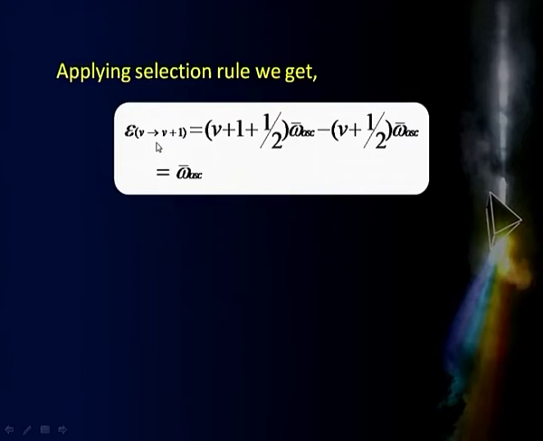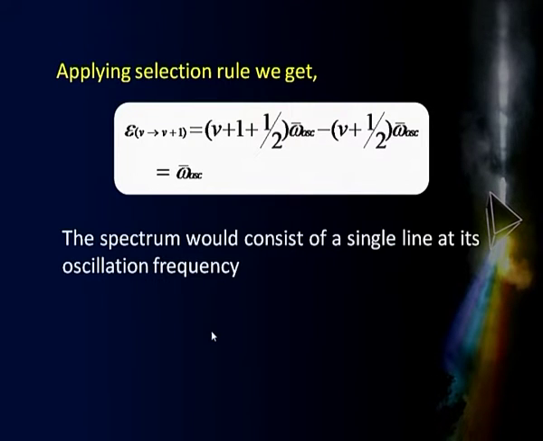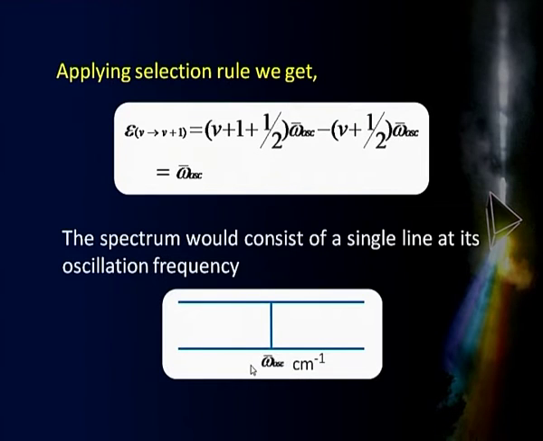What this means in terms of the selection rule is the transitions which will take place. Say I take some energy level, V, and I am talking about a transition from V to V plus 1 level. This energy can be computed by substituting the value of V plus 1 here and the value of V here. That means this is the energy of the V plus 1 level, and this is the energy of the Vth level. If we do this subtraction, we find it happens to be omega oscillation. That is straightforward. That means the spectrum will consist of only one single line at the vibration frequency, that is omega oscillation.